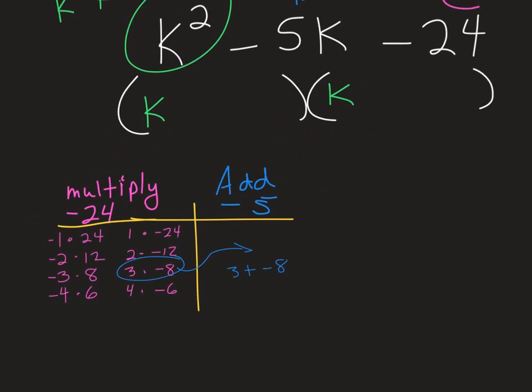So I'm going to fill in the binomials with a k plus 3 and a k minus 8. So the fully factored form of this trinomial is k plus 3 and k minus 8.